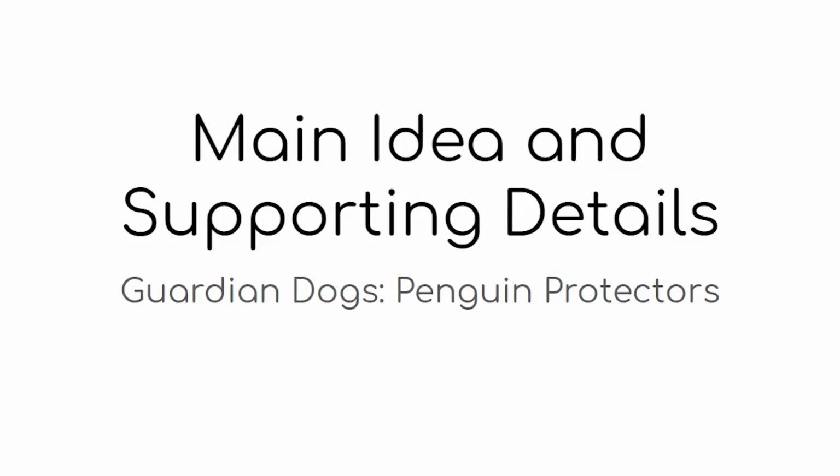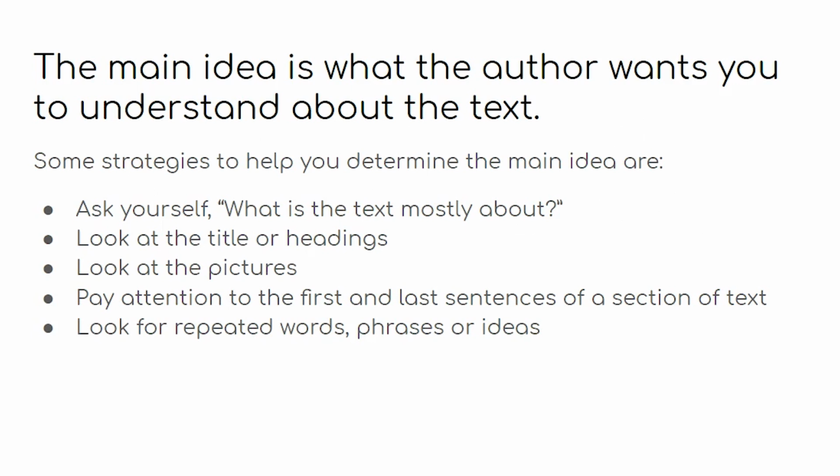We'll be using what we just read in Guardian Dogs, Penguin Protectors, to talk about the reading strategy of main idea and supporting details. The main idea is what the author wants you to understand about the text. Some strategies to help you determine the main idea are, ask yourself, what is the text mostly about? Look at the title or headings. Look at the pictures. Pay attention to the first and last sentences of a section of text. Look for repeated words, phrases, or ideas.